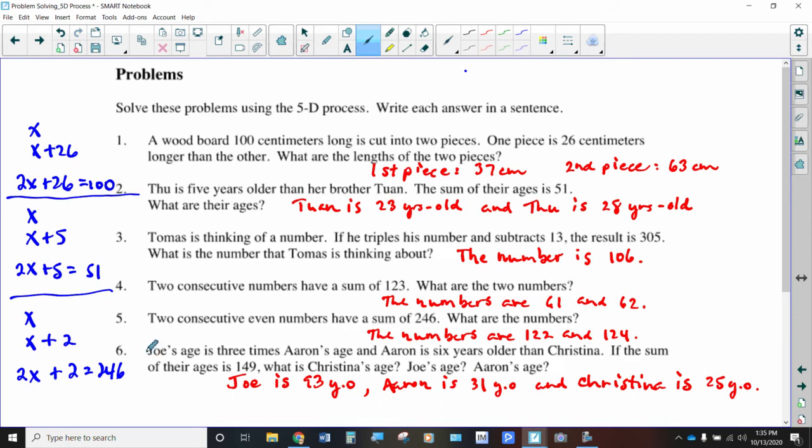Number 6 might be a little bit tricky depending on who you decided was your X. I decided to make Christina my X, which made Aaron X plus 6, and made Joe 3 times X plus 6. So you had to use the distributive property the way that I set it up. If you didn't want to use the distributive property, Aaron could have been X, which would have made this 3X, but then Christina you would have had to say was X minus 6. Either way, you would get to your correct answer by solving for X and then adding or subtracting. If X is this guy, then you'd subtract to get Christina and then multiply times 3.